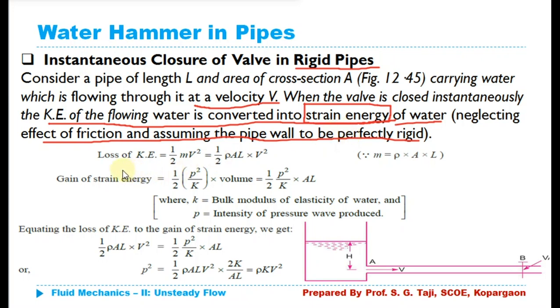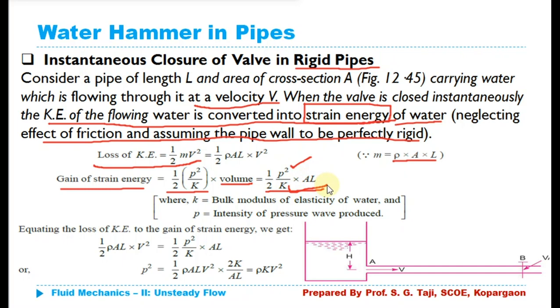Now the loss of kinetic energy which takes place in the flowing liquid will be given by 1/2 multiplied by mass multiplied by velocity square. Mass we have just previously derived: mass is equal to density multiplied by volume. So just put that value here, multiplied by velocity square. And the gain of strain energy will be given by the equation 1/2 multiplied by p square upon k multiplied by volume. So here, the gain of strain energy that takes place during this process is half p square upon k multiplied by AL, which is the volume, where p is the intensity of the pressure wave and k is the bulk modulus of elasticity of the water.